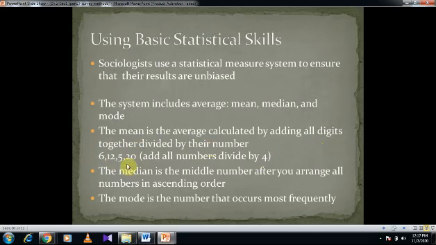Median is the middle number. How do I find the middle number? I arrange the numbers in ascending order, from the smaller to the greater, and I pick the middle one. What if I have an even number and I don't have one precise middle number? I take the two middle numbers and I divide their sum by 2. The mode is the number that occurs most frequently.